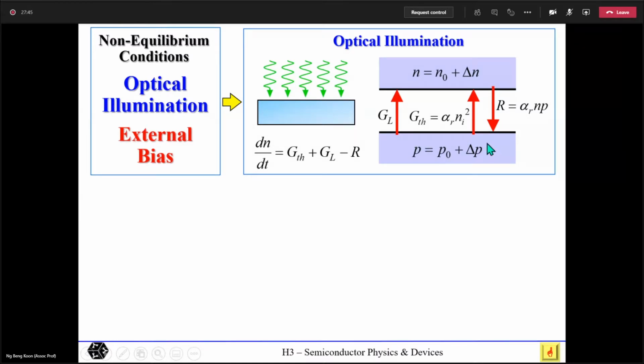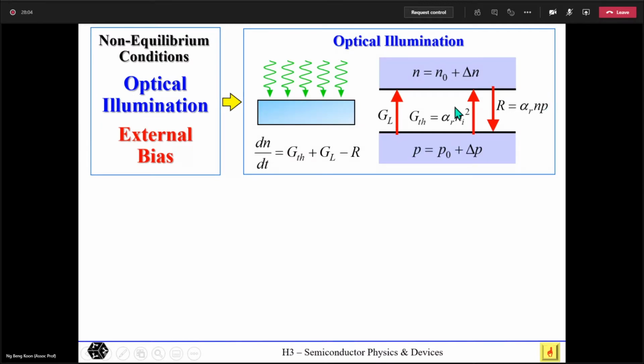as a function of time. Because here we are illuminating the semiconductor uniformly everywhere. So if an excess carrier is created at one location, you expect the same to be created at another location as well, because the illumination is uniform. Okay, it's the same everywhere.